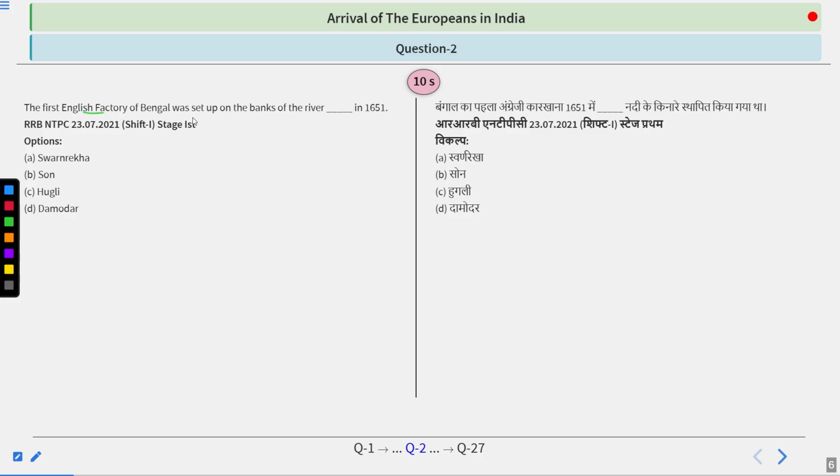The first English factory of Bengal was set up on the banks of the river in 1651. Which river was that? Options are Subarnarekha, Son, Hooghly and Damodar. If you have a little bit of knowledge of geography, this question is simple for you, but try to find out the answer.